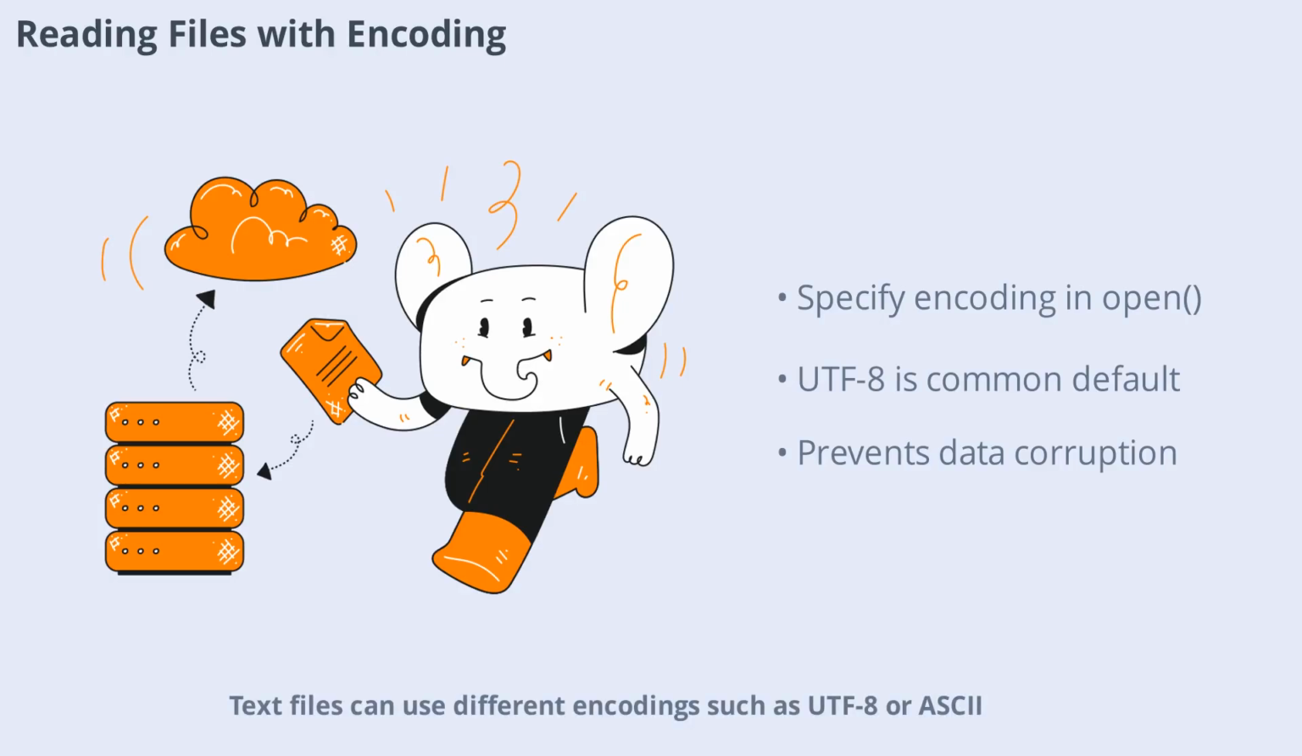Text files can use different encodings such as UTF-8 or ASCII. When opening files, you can specify the encoding parameter to ensure correct reading and writing. This is especially important for internationalization or working with non-English text. Always match the encoding to avoid errors or data corruption.